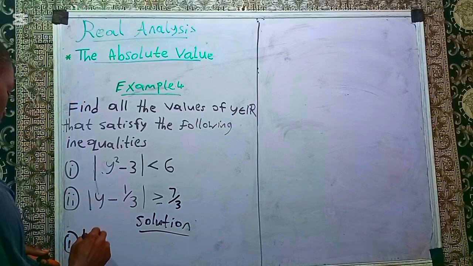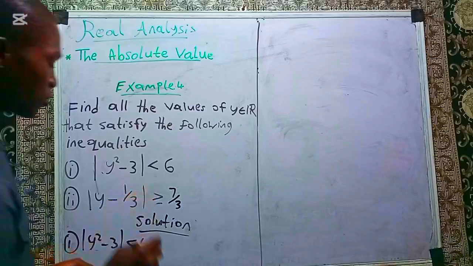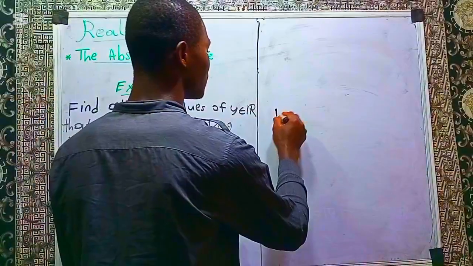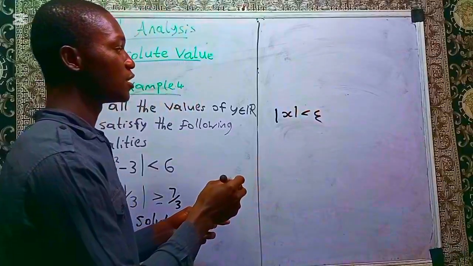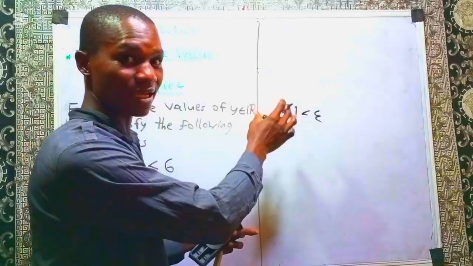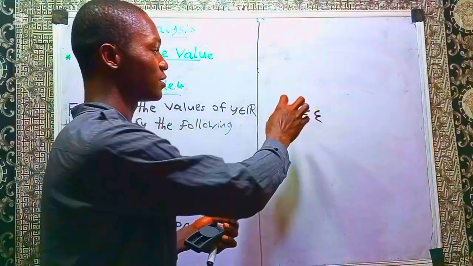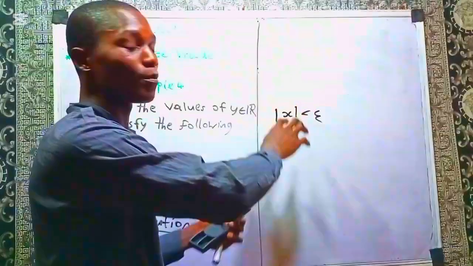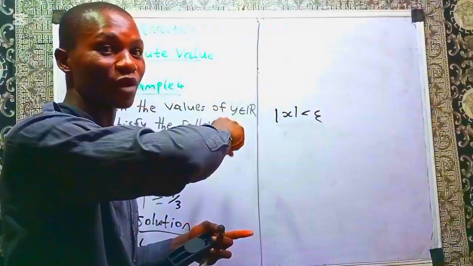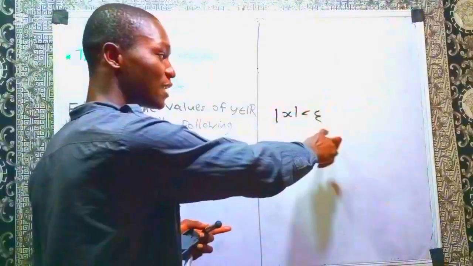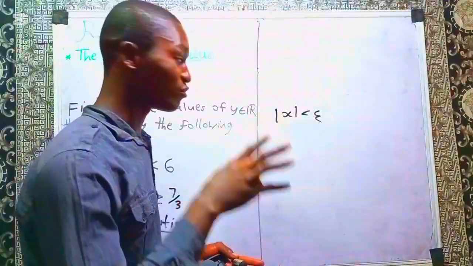So let's find the solution to the first inequality. We have the absolute value of y squared minus 3 less than 6. In the introductory part of this video, I told you that if you have the absolute value of x less than epsilon, you know that the absolute value of any quantity should be positive. So this x is just standing for any quantity. Any quantity can be inside this absolute value, but the absolute value of it must be positive. Any number that must be greater than a positive number must as well be positive. So this epsilon must be a positive real number.